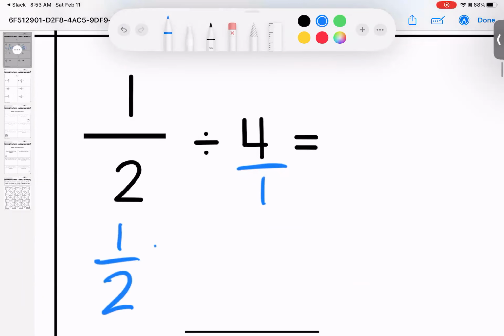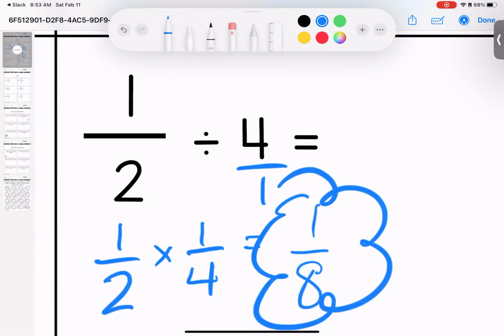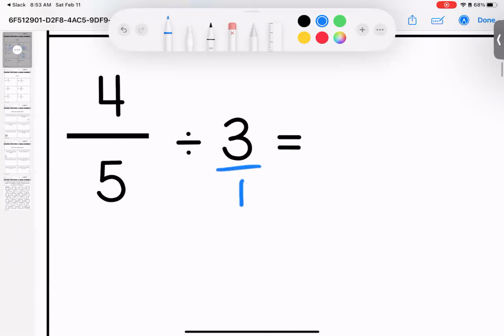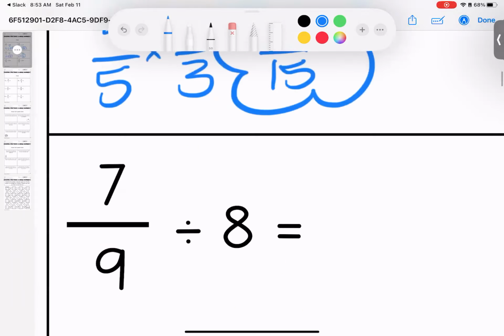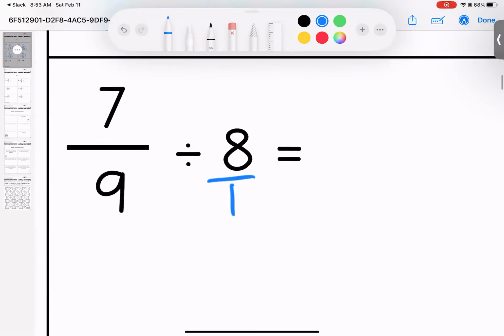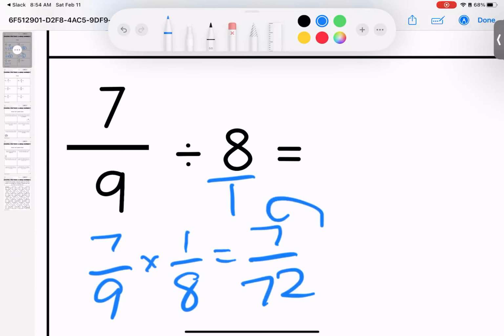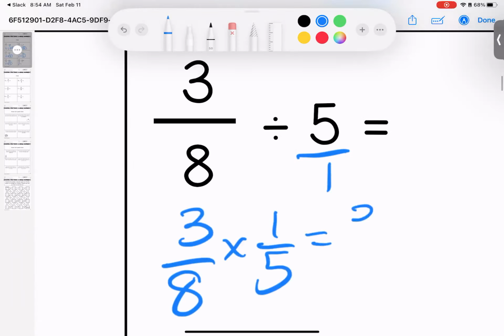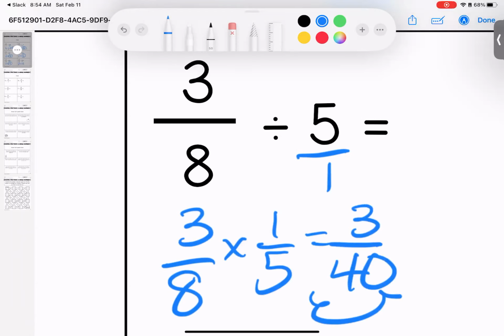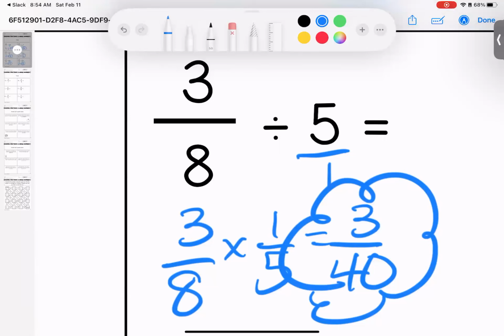No denominator, give it 1. Come down here for a keep, change, flip. 1/8 is our final. And your ta-da down here, you know what to do. Keep, change, flip. 4/15 is your simplest form. Here we go. Keep, change, flip. 7/72. Last one on this page. Keep, change, flip. 3/40. These are much nicer because a lot of them don't need to be simplified.